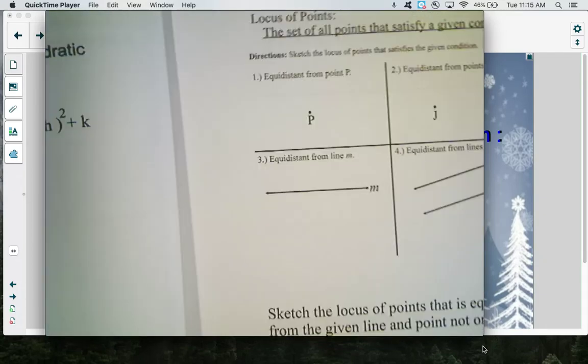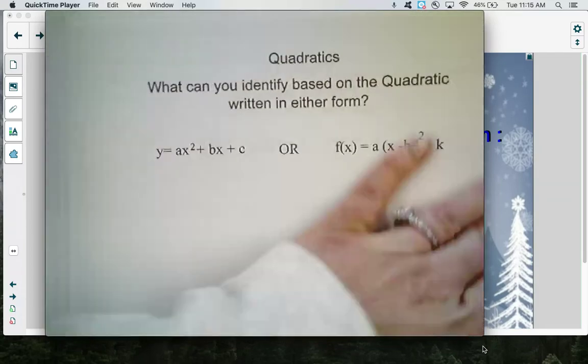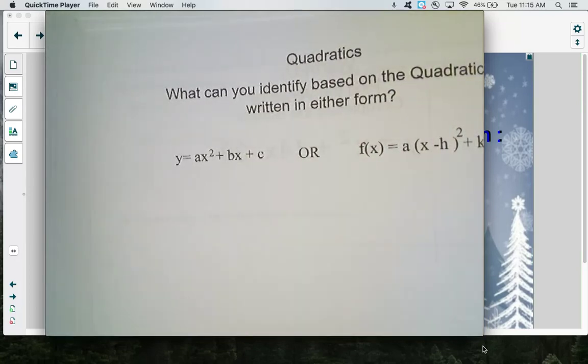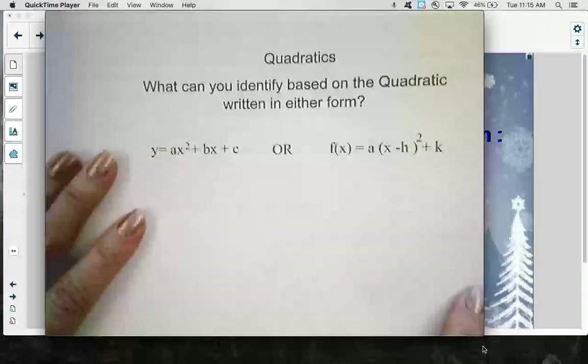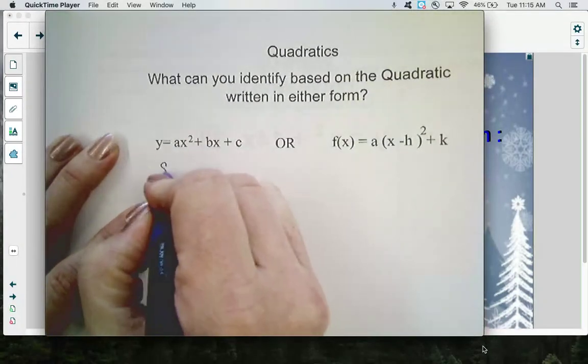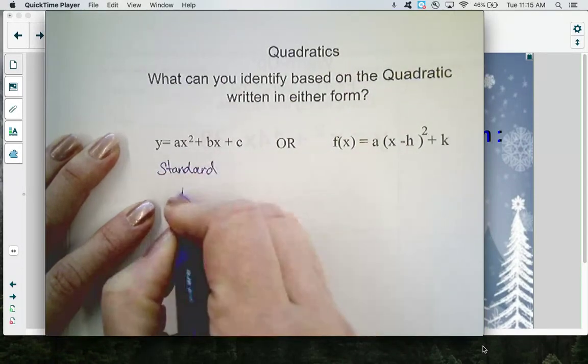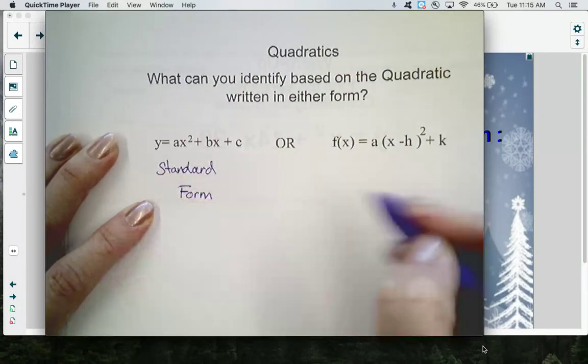All right, now we get into the good stuff. Do you see how it says quadratics? Do you see how unfortunately my page numbers disappeared? Just stop numbering them. All right. With our quadratics, this is standard form. This is vertex form.